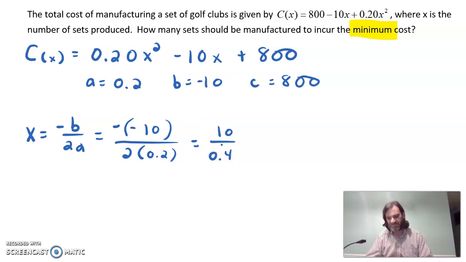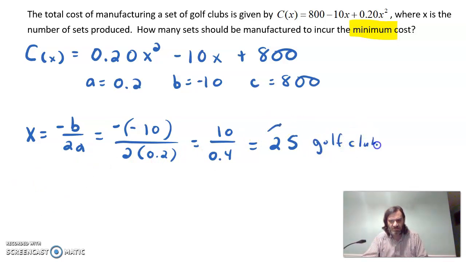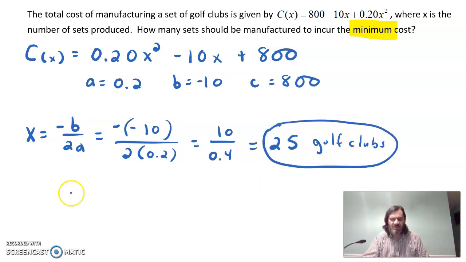I could guess here, but let's just let the calculator do the work. That gives me 25. So 25 golf clubs would give us the minimum cost. Now, if we actually wanted to find that cost, that's not the question. But remember, if you wanted to find the actual cost, then you can plug the 25 in for x and figure that out. Okay, thank you.